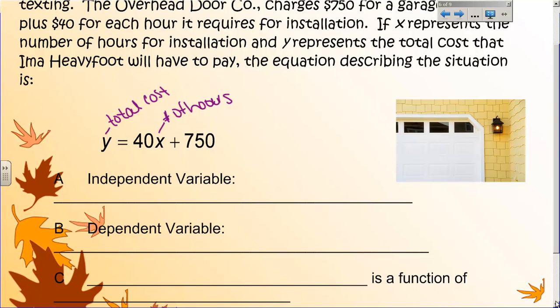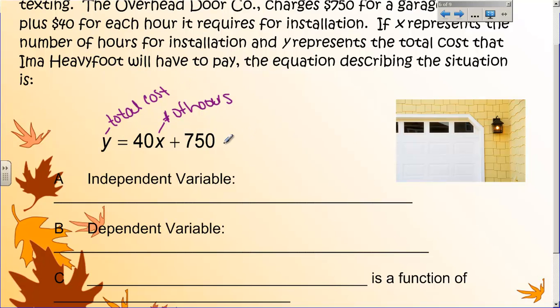By the way, when you are asked this question, 40 is not a variable. Neither is 750. Those are called constants. They are numbers that will not change. You are looking at variables. What changes? X and Y. So you have your total cost and your number of hours.